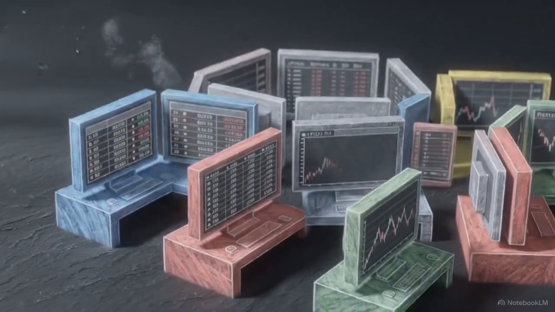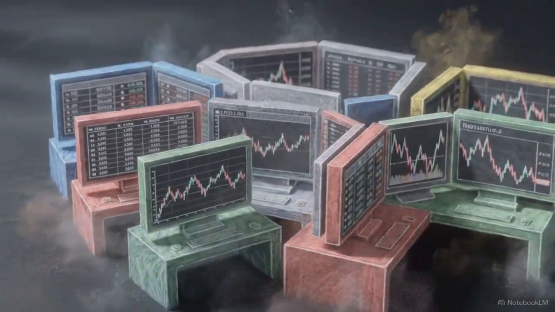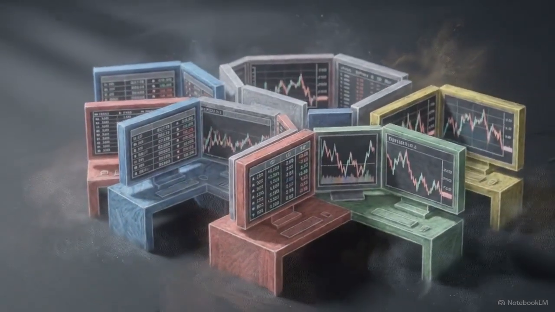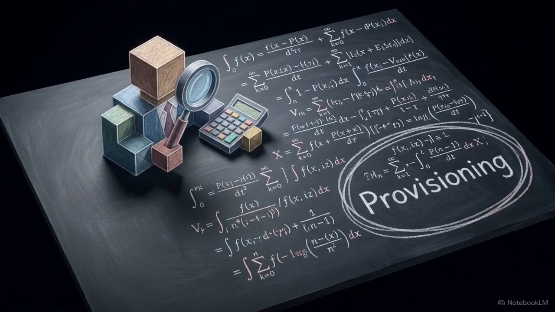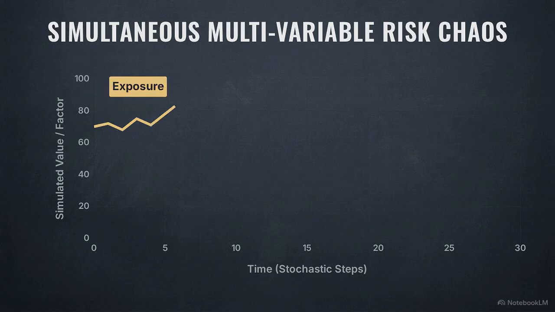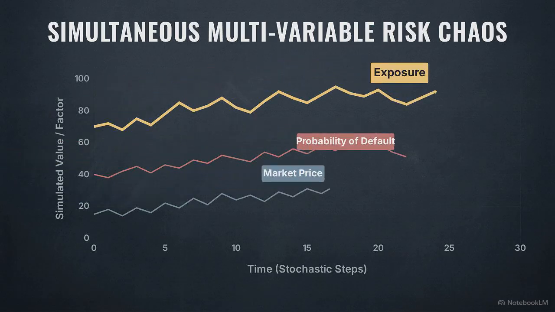Move into wholesale banking, prime brokerage, or derivatives, and that certainty vanishes. True exposure becomes stochastic. It is bilateral, meaning either party could owe the other, and it fluctuates every second based on underlying market variables. This creates an immediate mathematical problem. How do you provision for a potential default when your exposure to the borrower, their probability of defaulting, and the underlying market prices are all moving simultaneously?